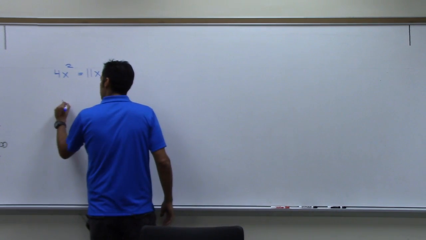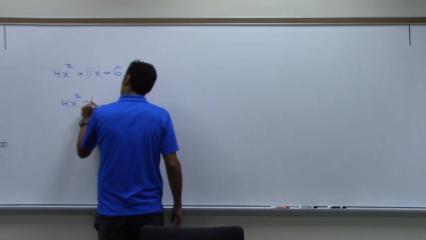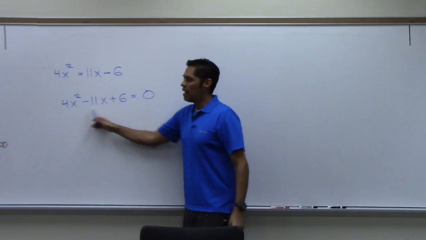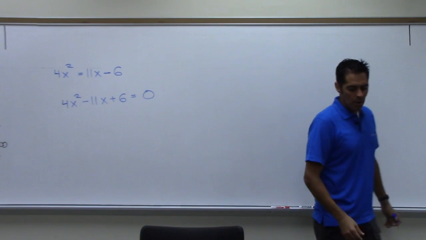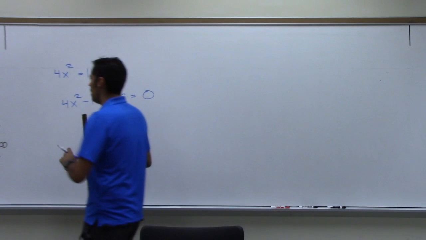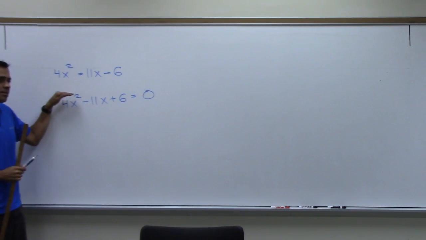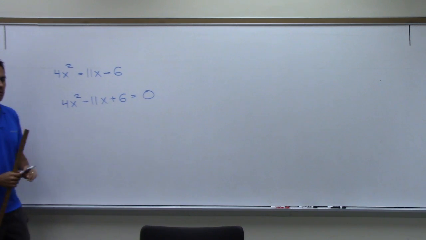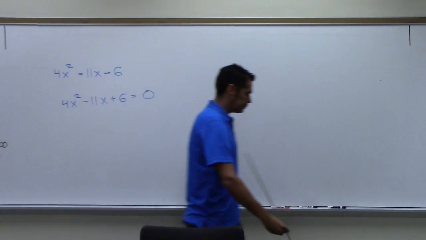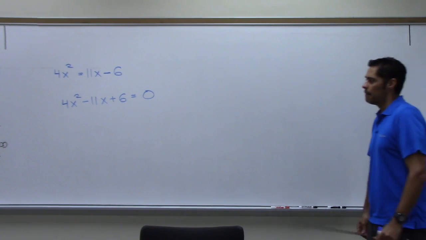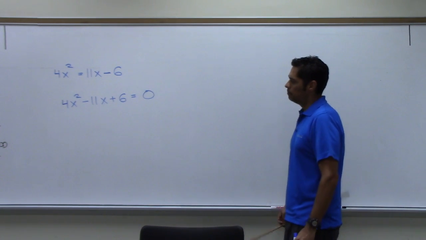So when I rewrite this, it's 4x squared minus 11x plus 6 equals 0. And keep in mind that when I wrote this down on the left side, I put it in what we call descending order, which meant I went from the highest power of x down. Okay, so x squared, x, and then no x's. That's called descending order. Now what?